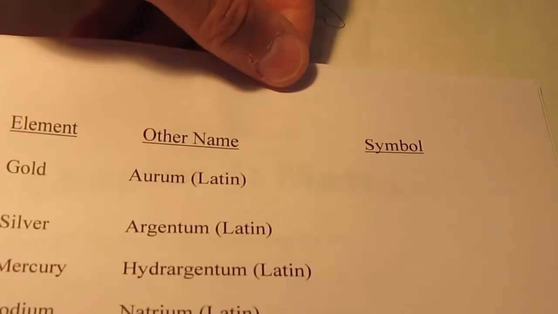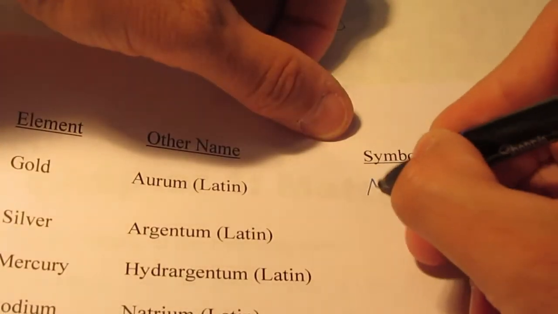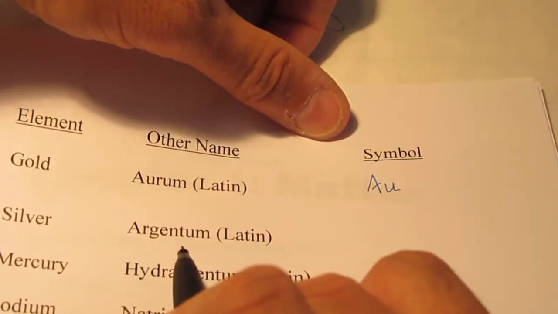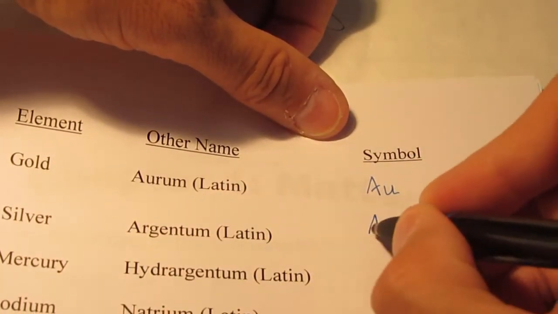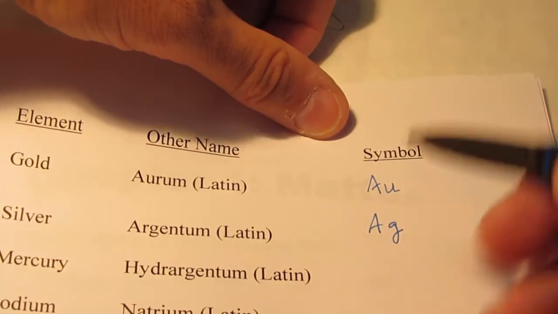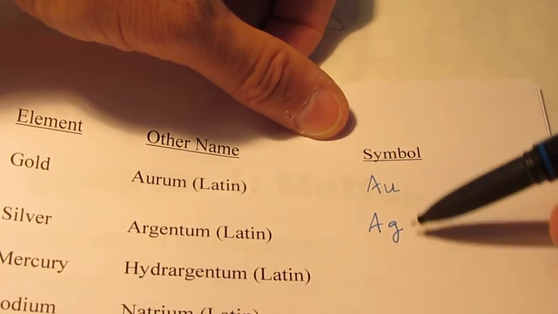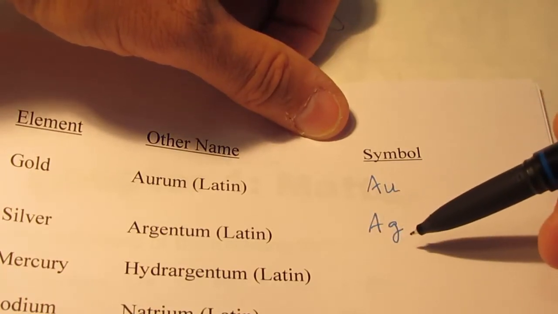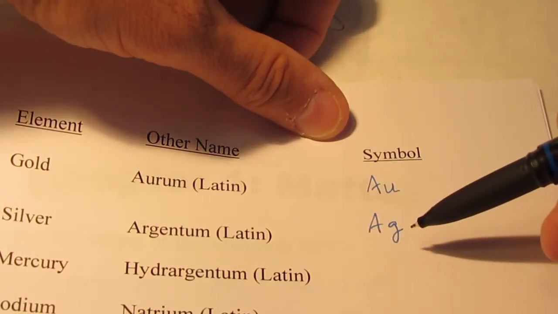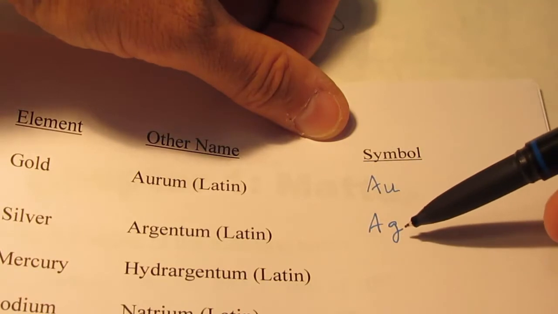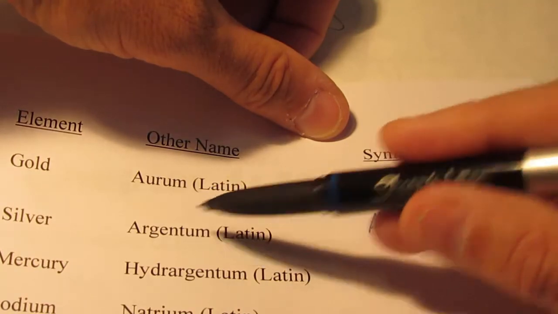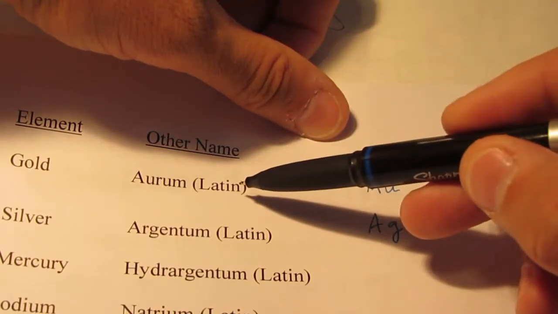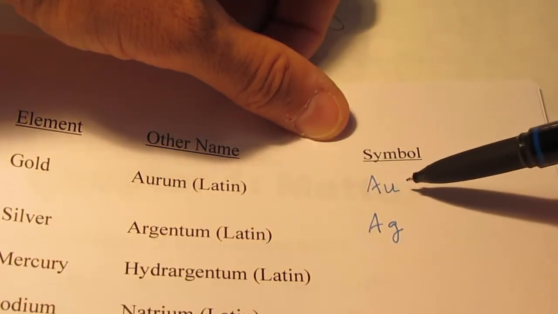Gold comes from the Latin name aurum. It is Au. Silver, argentum, that is Ag. Now sometimes students will get these two mixed up because they would love the symbol of gold to be Ag because there's a G in it. It is not. Silver comes from the Latin term argentum, and it is Ag. Gold comes from the Latin name aurum, and it is Au.